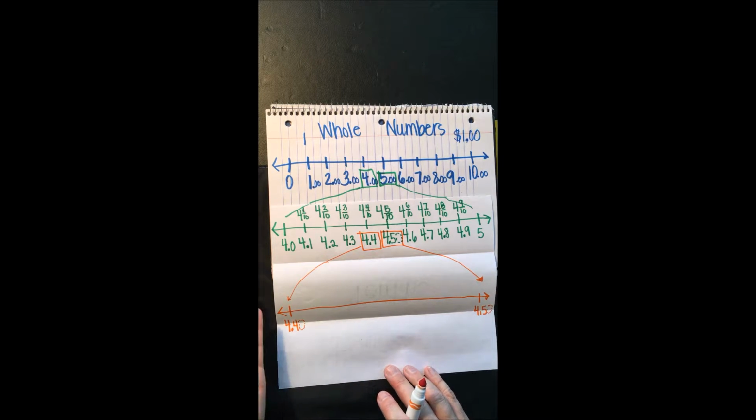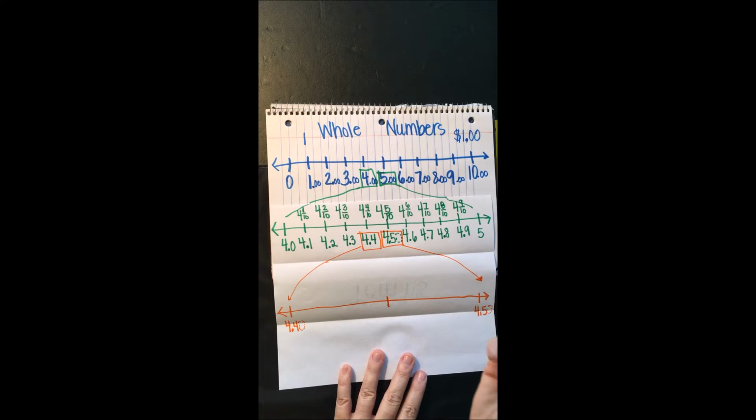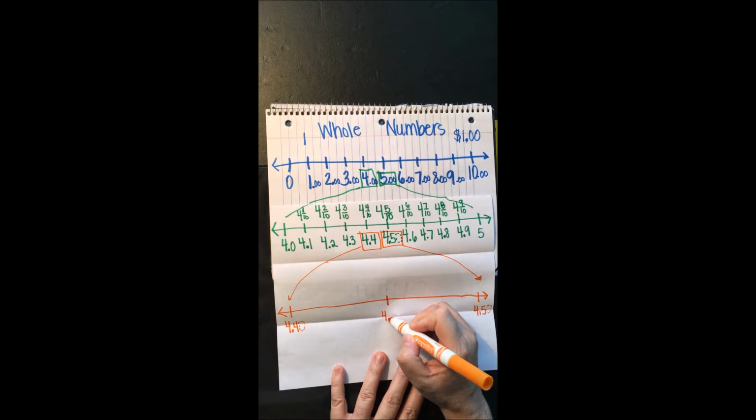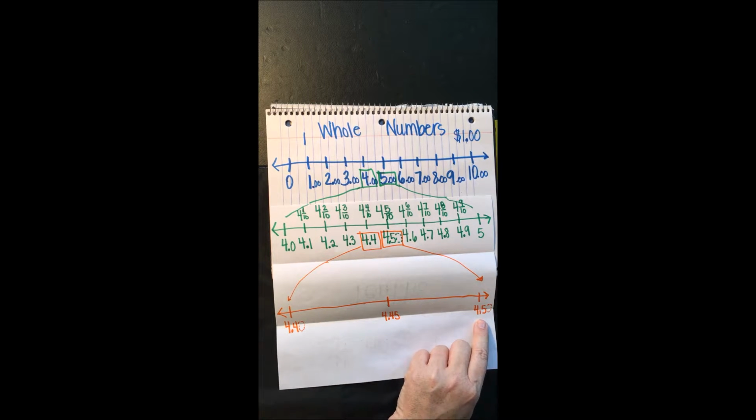So $4.40 and $4.50. So if we said $4.40 and $4.50 and went smack right there in the middle, what would we have? What would be exactly half? Well, half would be $4.45 would be half of $4.40 and $4.50.